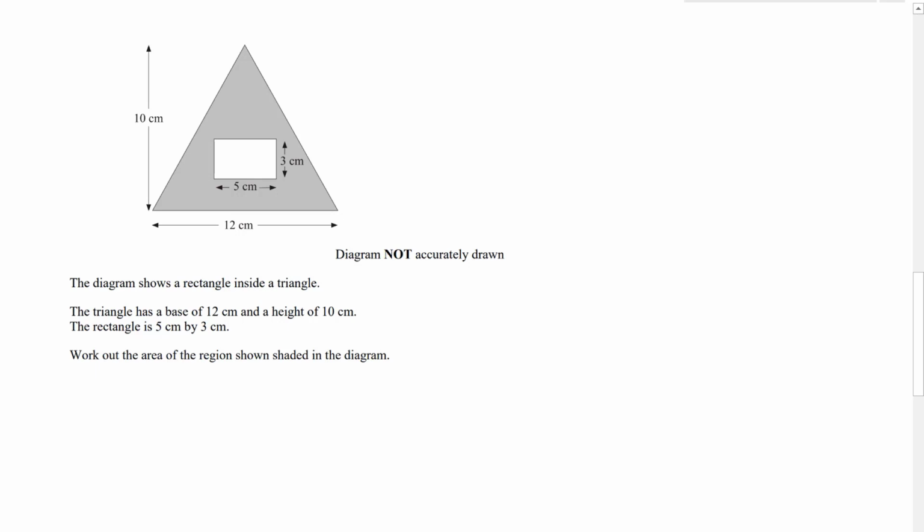So it shows a rectangle inside a triangle, and the triangle has a base of 12 centimeters and a height of 10 centimeters. The rectangle is 5 by 3 centimeters. Work out the area of the region shaded in the diagram. So this compound shape, instead of adding things together, we're going to be taking things away. But just as in the previous example, we still only have to worry about the area of the rectangle, which is base times height, and the area of the triangle, which is a half times the base times the height.